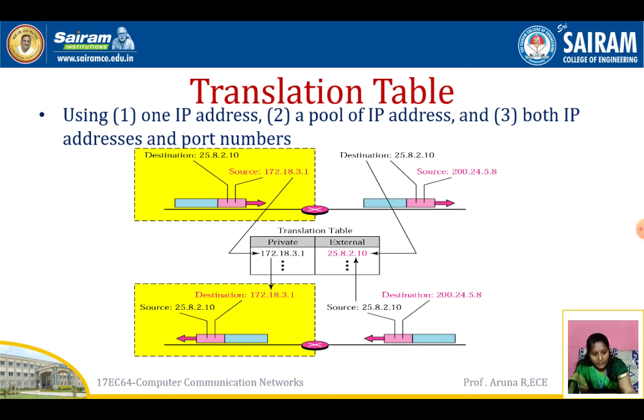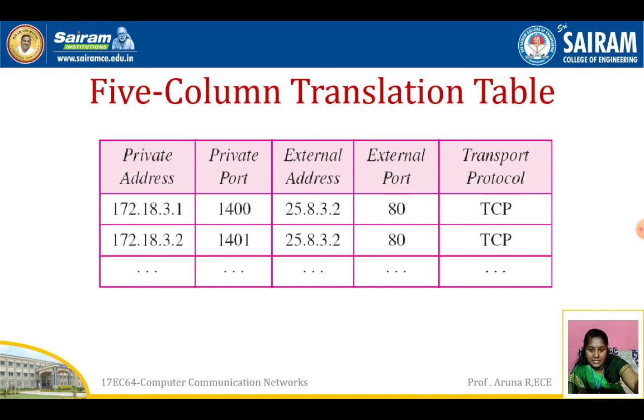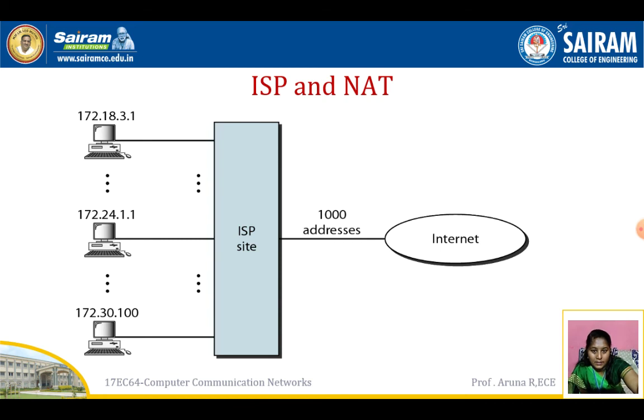Either by using only one IP address, where all private addresses, when going out, are converted to one IP address. Or you use a pool of IP addresses, depending on your subnets. Or you use both IP address and port numbers. This uses the address translation table. Here you can see the address translation table and how it works using the port numbers. ISP and NAT, that is internet service provider: when traffic goes out of the ISP to the internet, network address translators are used. This is how network address translation takes place. With the diagram, you have to explain this in detail.